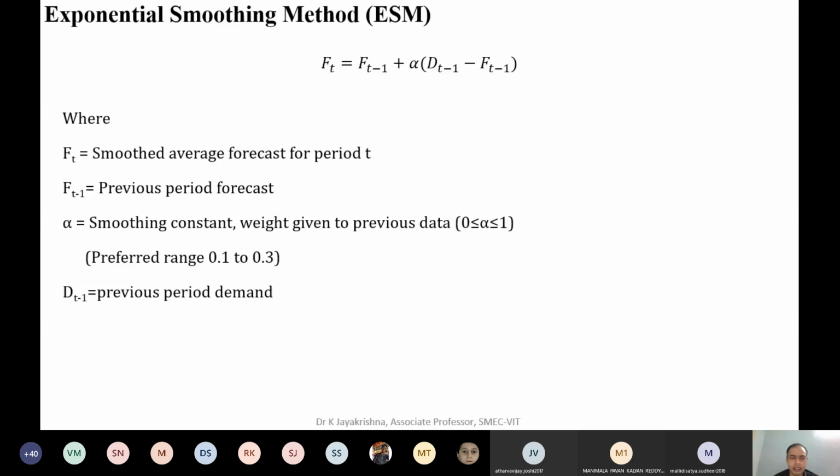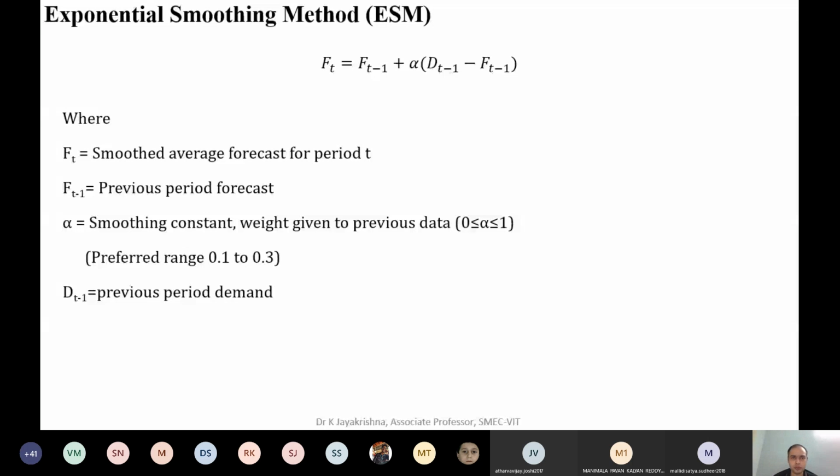Sometimes it's also given in the range of 0 to less than 1, anywhere in the range of 0 to 1, but the preferred range is 0.1 to 0.3. You just remember this point. So you can note down this formula. I'll wait for 1 or 2 minutes.